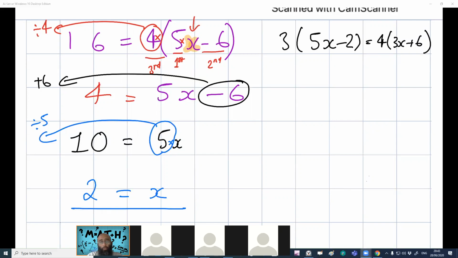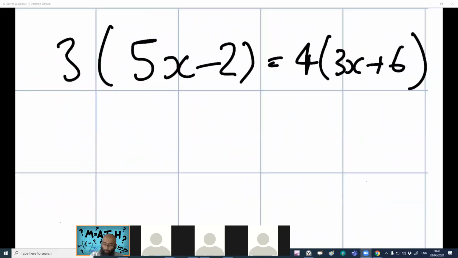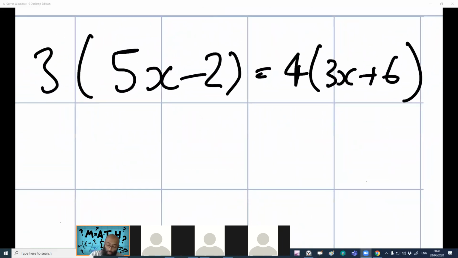Okay, thank you for that. Now let's try the next question together. Now, what do you realize on this side of the question? How many x's do you have now? 2. You have 2 of them now. So you will actually need to multiply it out. So if you want to multiply it out, let's do that now quickly.